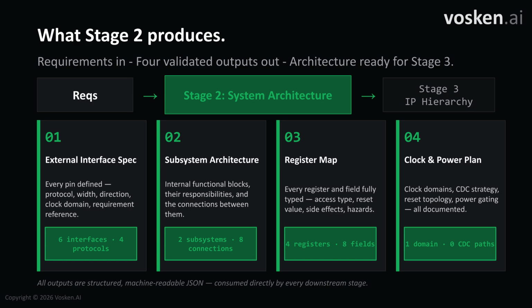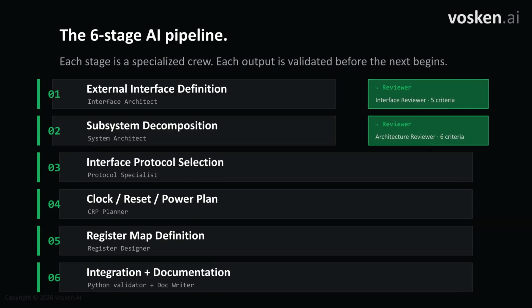Stage 2 takes one structured JSON input and produces 4 validated outputs. These include the external interface spec, subsystem architecture, register map, and clock/power plan. This forms the complete blueprint that every downstream stage consumes, all produced in a single automated run in under 30 minutes.